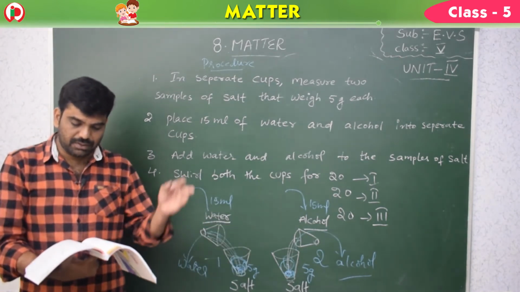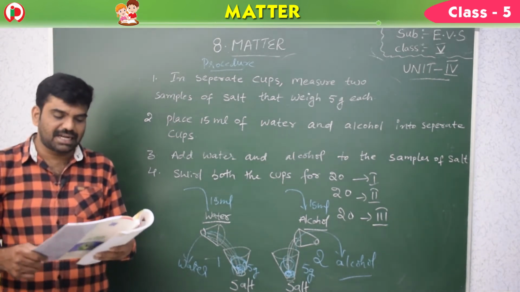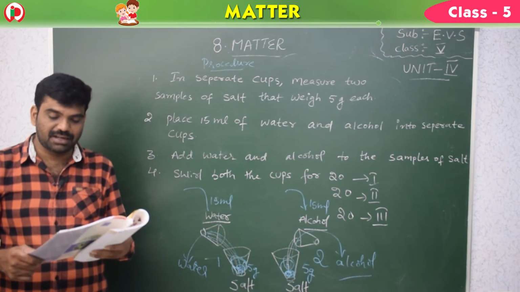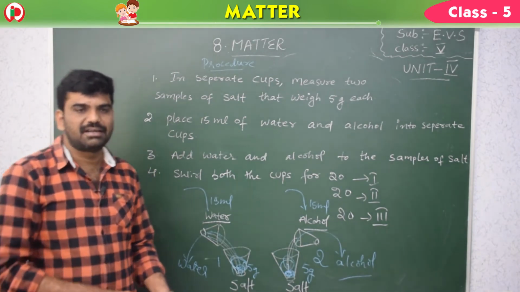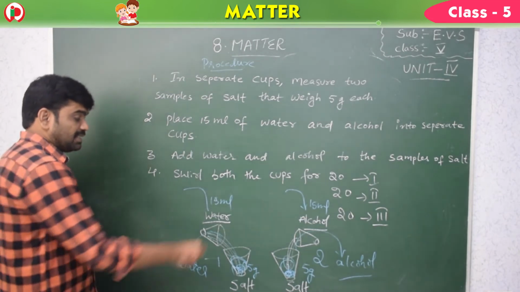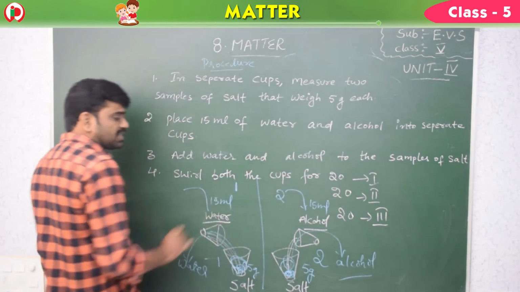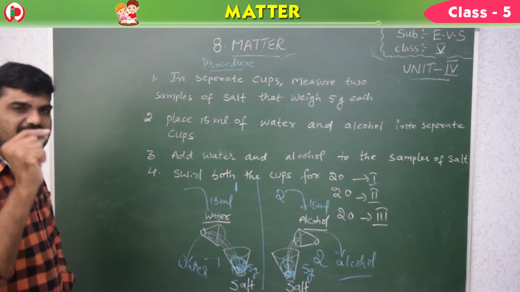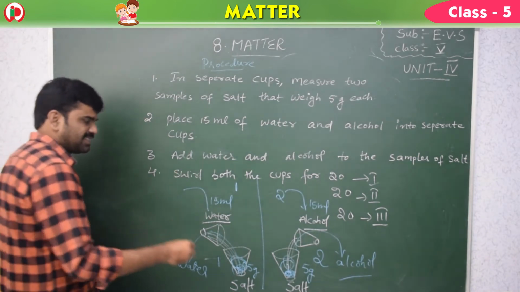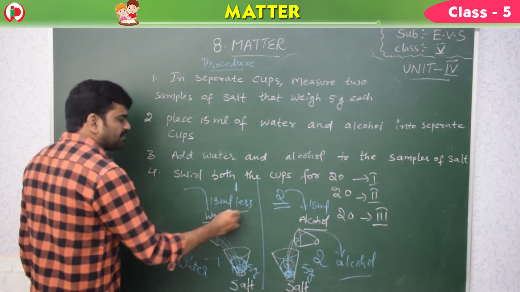So, expected result. Finally, expected result. There will be less undissolved salt in the cup with water than the alcohol. This means more salt is dissolved in the water. So, children, this is the first case, this is the second case. In which case will you observe more undissolved salt? Yes, in the second case only. Less undissolved salt in the first case.